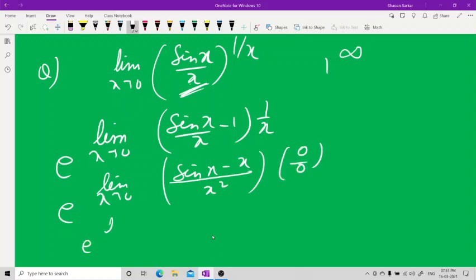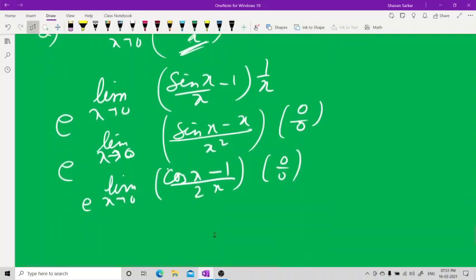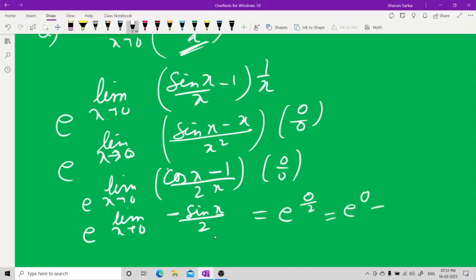Now e to the power of limit x tending to 0, (cos x minus 1) upon 2x. Now you put the value 0, again it is 0 by 0 form. Again you differentiate. I use the L'Hopital rule, I forgot to tell that. Whenever I am telling you to differentiate, right now I am talking about L'Hopital rule only. Minus sin x upon 2. Now put the value of the limit. This will be e to the power of 0 by 2, nothing but e to the power of 0, and this is nothing but 1.